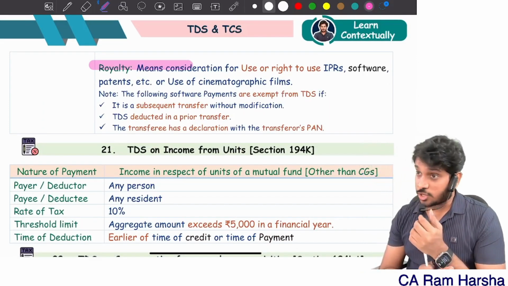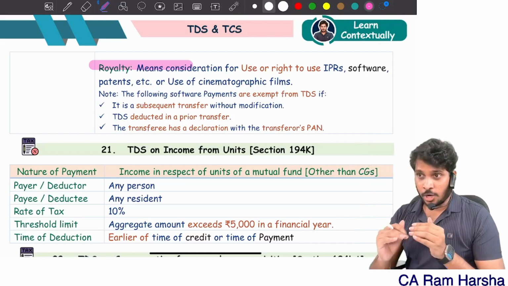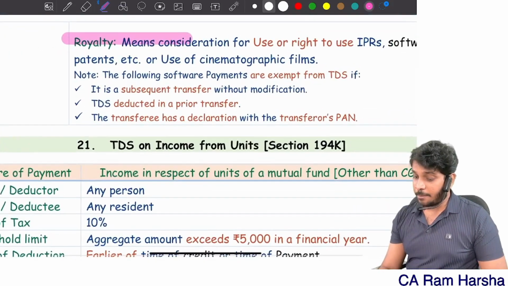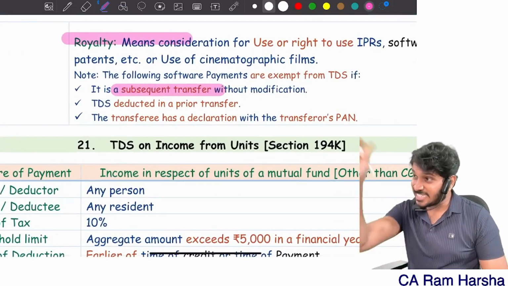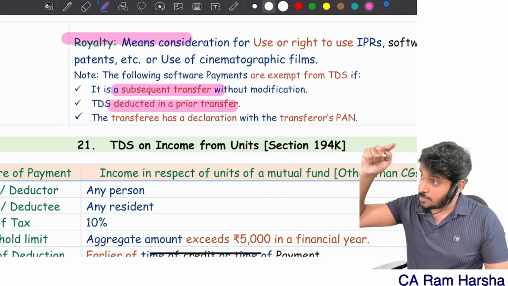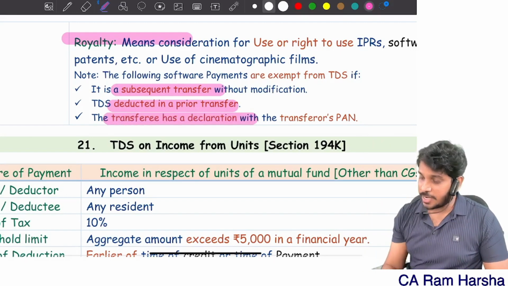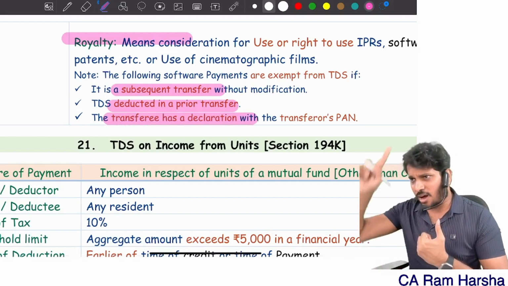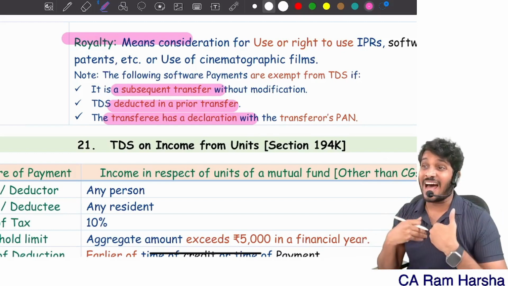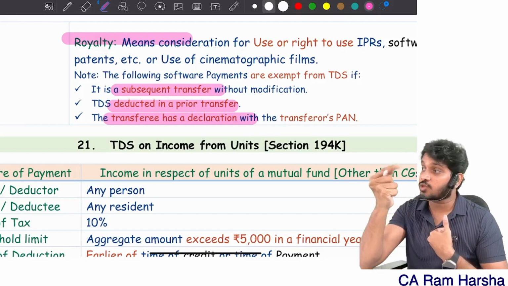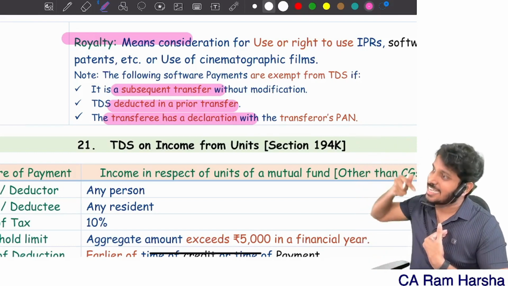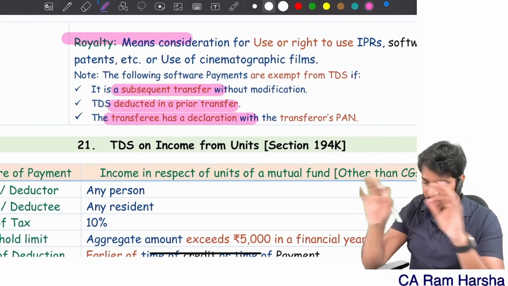Royalty also includes computer software purchase. If you are paying an amount for software purchase, that comes under royalty. Suppose I am paying an amount in a subsequent transfer. He is reselling me the software. Yes or no? And earlier, when he originally bought, he deducted TDS. The transferee gave me a declaration that he already deducted TDS last time. Now I'm just reselling the software without any modification. Then I need not deduct TDS on the purchase of software from the previous owner who is reselling it. Are you getting it?